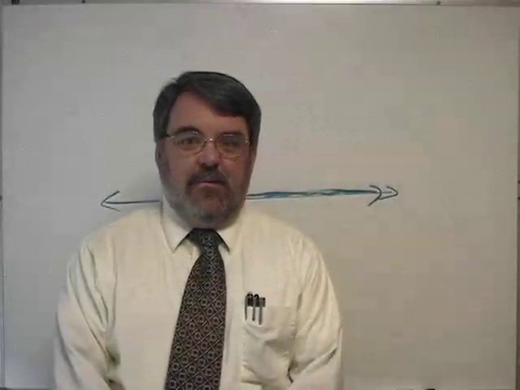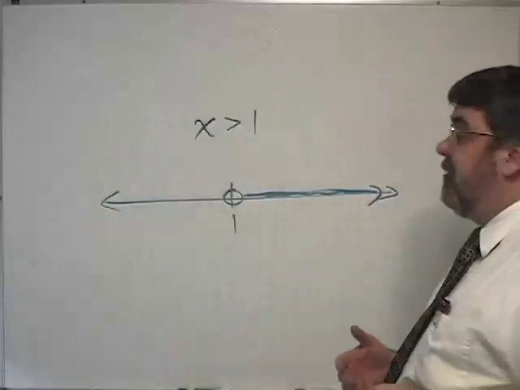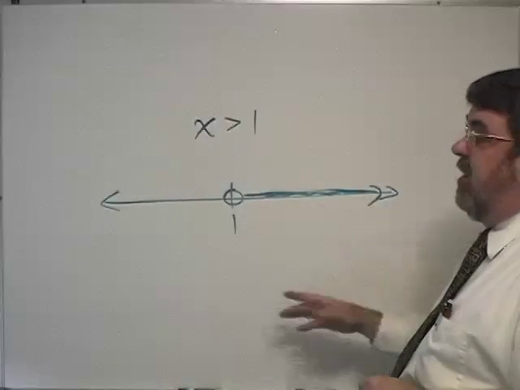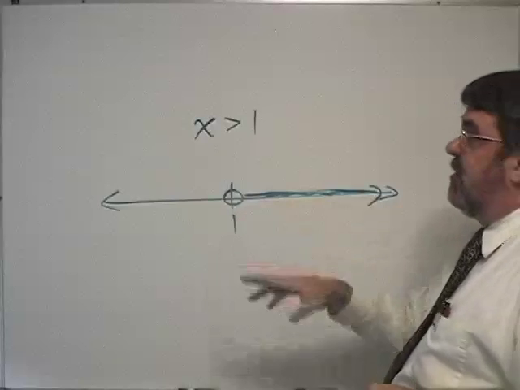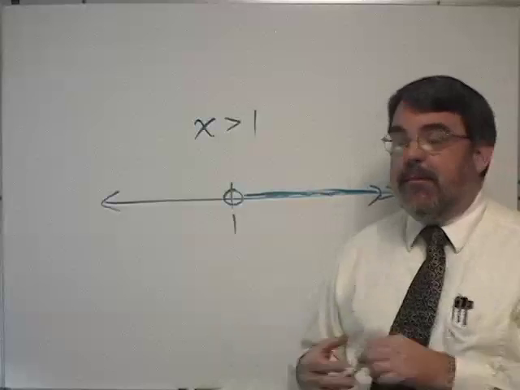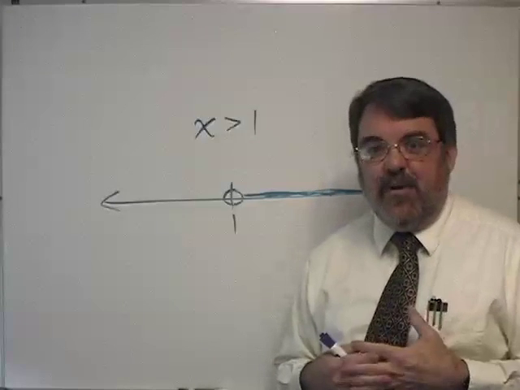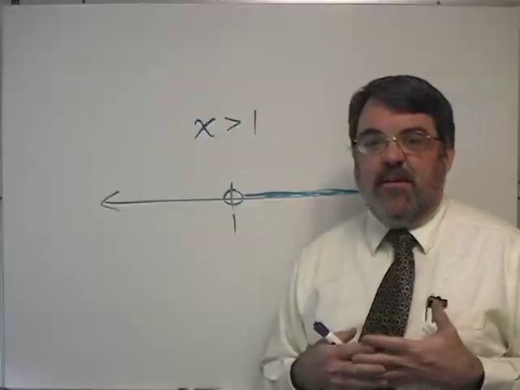In the previous video, we ended up with this problem. X is greater than 1, and we shade to the right of 1. 1 has an open circle because it doesn't read equal to, it just says greater than 1. Now I want to introduce to you the interval notation of representing these graphs.